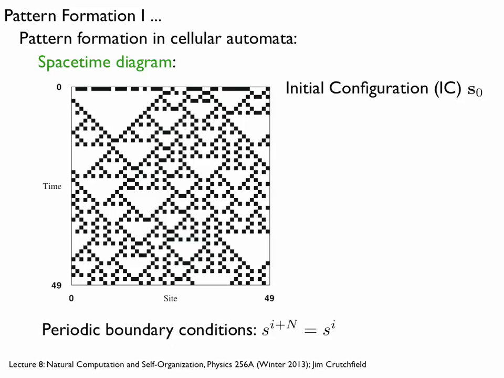The other thing I'll do is show you space-time diagrams where the underlying lattice is not infinite, but in fact periodic. So here, this is a 50-site lattice. Site 49 is the neighbor of site 0. So mathematically, you should think of this as a cylinder.